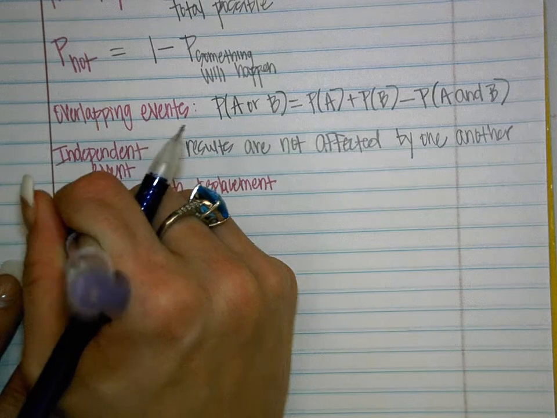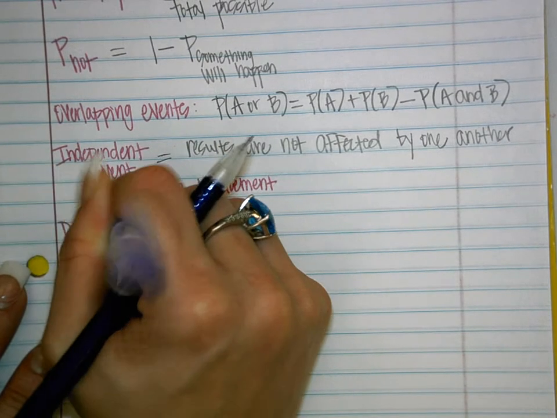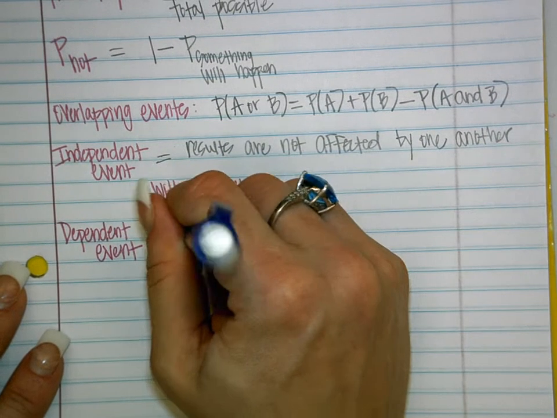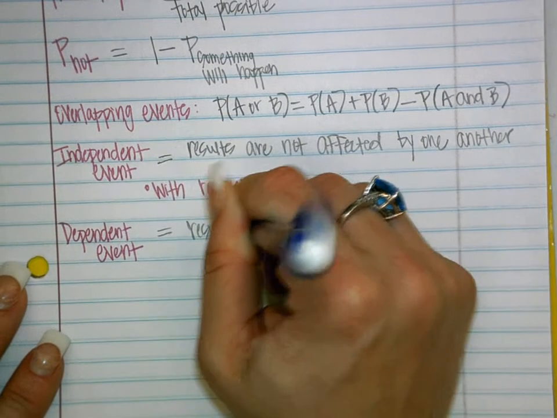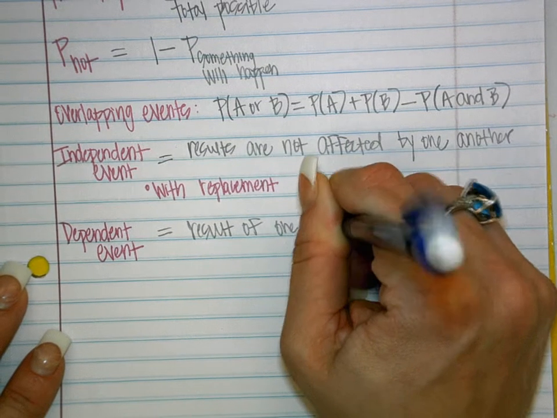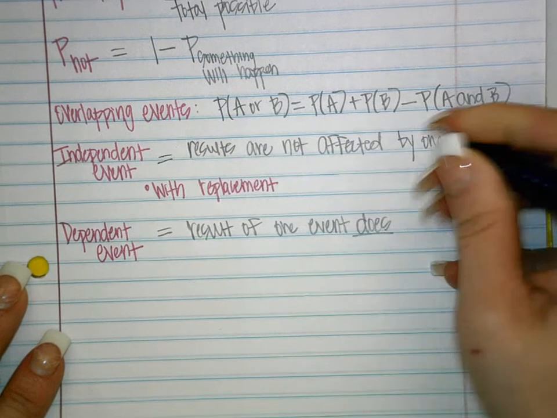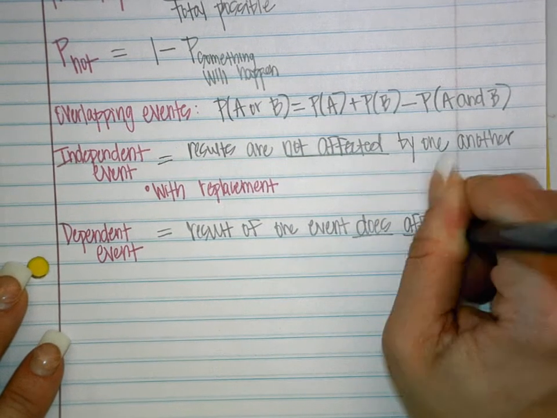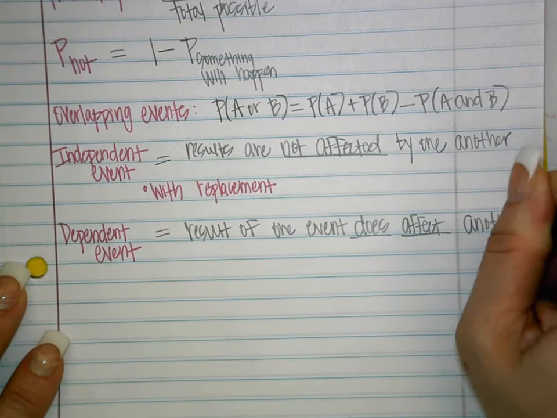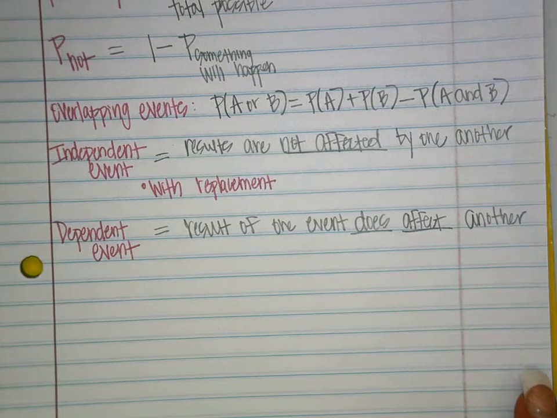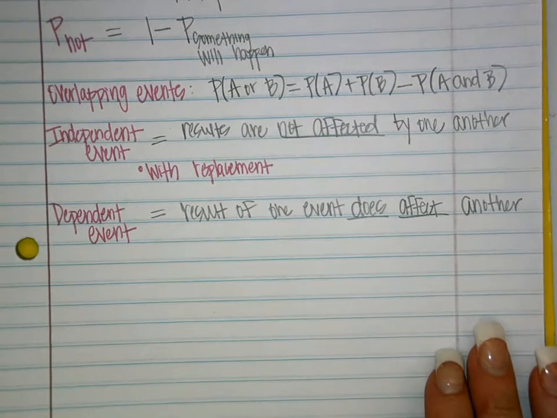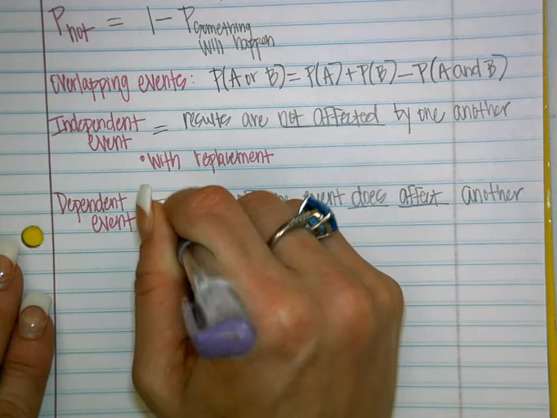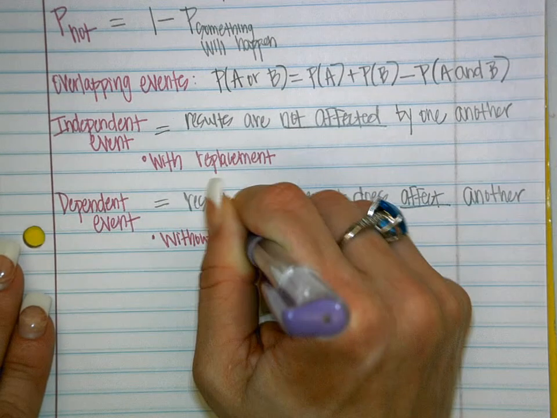Completely opposite of that is a dependent event. A dependent event is when the result of one event does affect another. The result of a dependent event is affected by another, and that is without replacement. If you don't replace something, you have less to choose from in the next option.